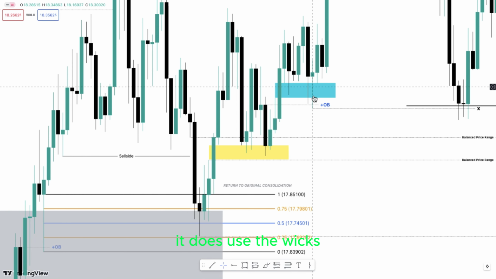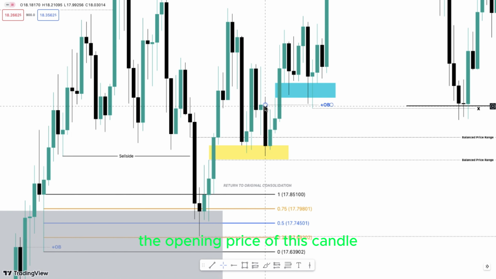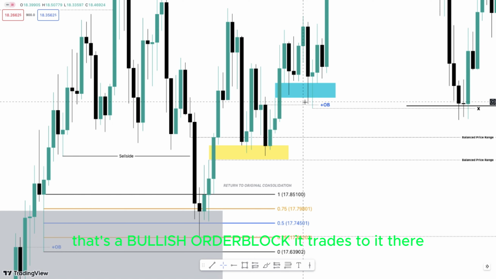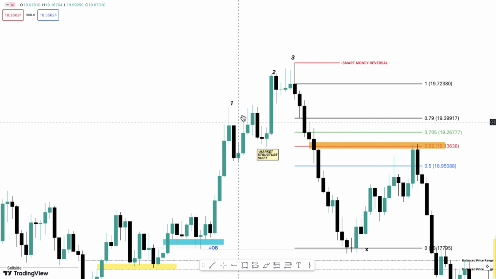It does use the wicks to trade to this bullish order block, the opening price of this candle. That's a bullish order block. It trades to it there, and then it moves higher.